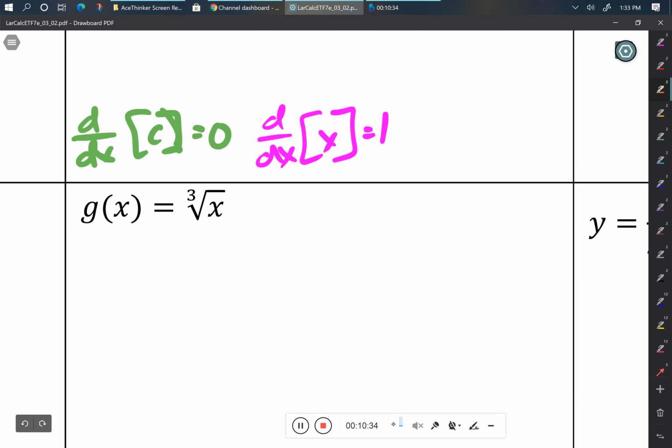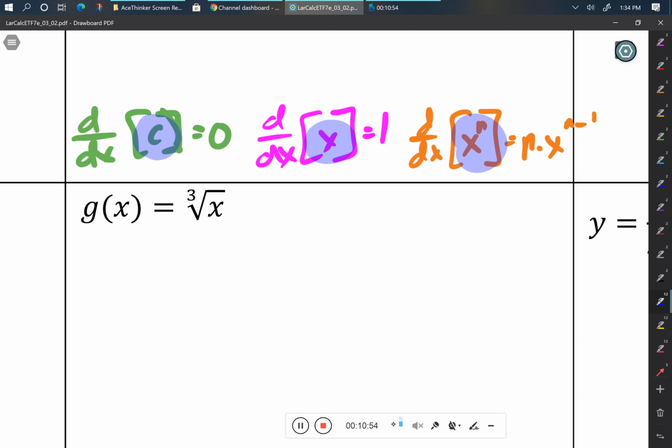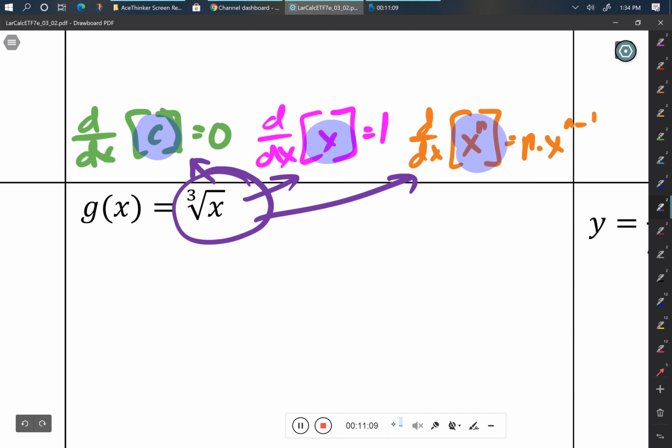And the third rule that I have is that the derivative with respect to x of x to the nth is equal to n times x to the n minus 1. And if I don't have one of these three sitting in front of me, either a constant, a plain old x, or an x raised to the n, then I cannot use a shortcut and I have to use limits. Now I don't want to use limits because I'm lazy. So I need to find a way to rewrite that so it looks like one of those three up there.